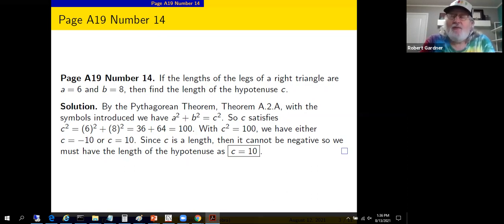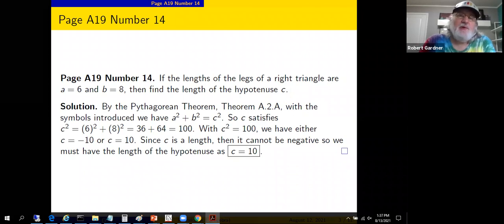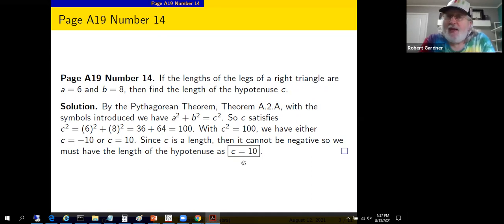But, of course, -10 can't be the answer because c is a length and lengths are never negative. Since c is a length, it can't be the -10, so it must be the +10. And we draw the conclusion that the hypotenuse of this right triangle must be 10. Pythagorean theorem. Let's tweak that idea a little bit.